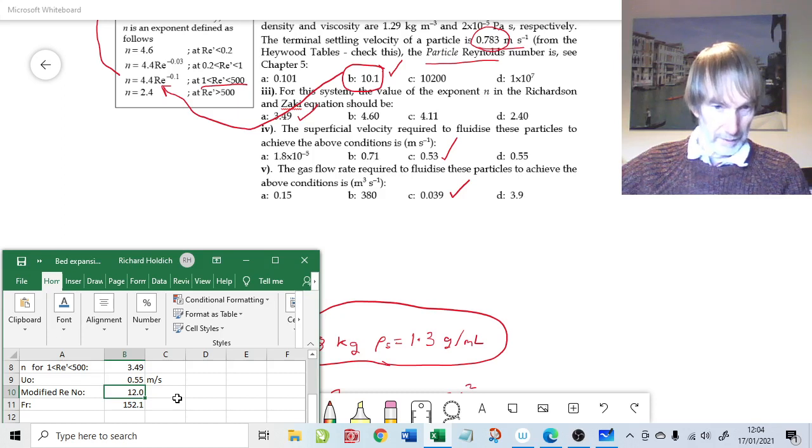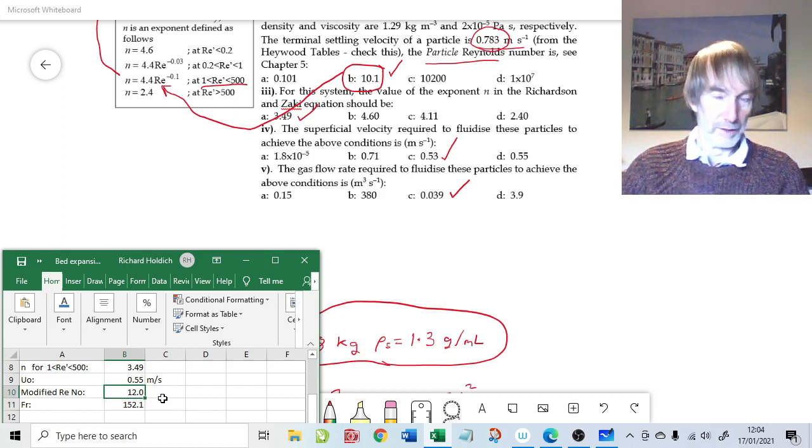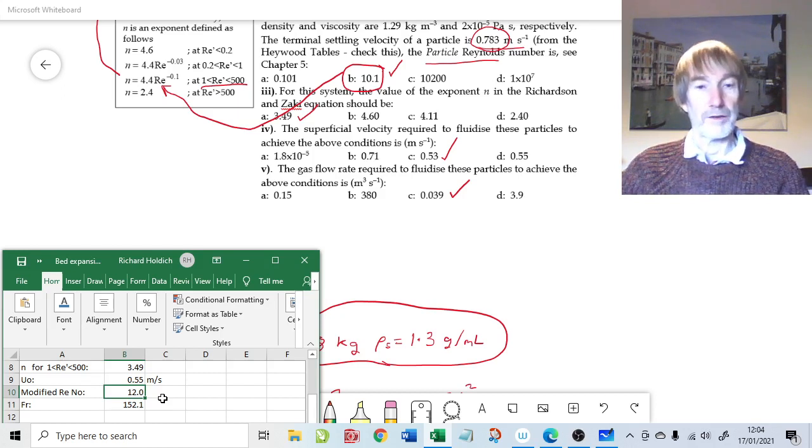So the modified Reynolds number for a 0.902 voidage, with a superficial velocity of 0.55 and the density of the fluid and the viscosity of the fluid, gives us a modified Reynolds number of 12. And if you remember, the modified Reynolds number threshold for significant turbulence is 2. That's the threshold between so-called laminar flow and turbulent flow through our porous media. So what this implies is that we've actually got quite significant turbulent flow inside the porous media.